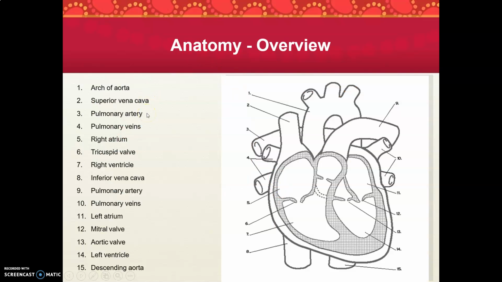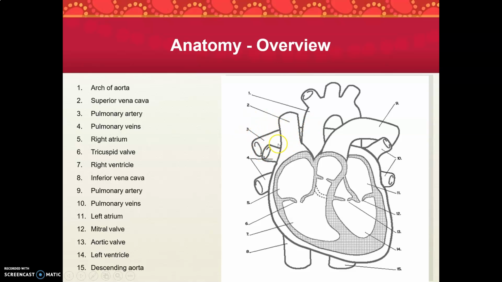Now, this is the anatomy overview of the heart. Here, the arch of aorta. In the previous chapter, we were discussing this arch of aorta. The aorta has the ascending and the descending limbs, and in between is present the aortic arch. Then here, number 2, you can see the superior vena cava, which is bringing the blood to the heart, and also here, number 8, you can see the inferior vena cava. Then you can see the pulmonary artery.